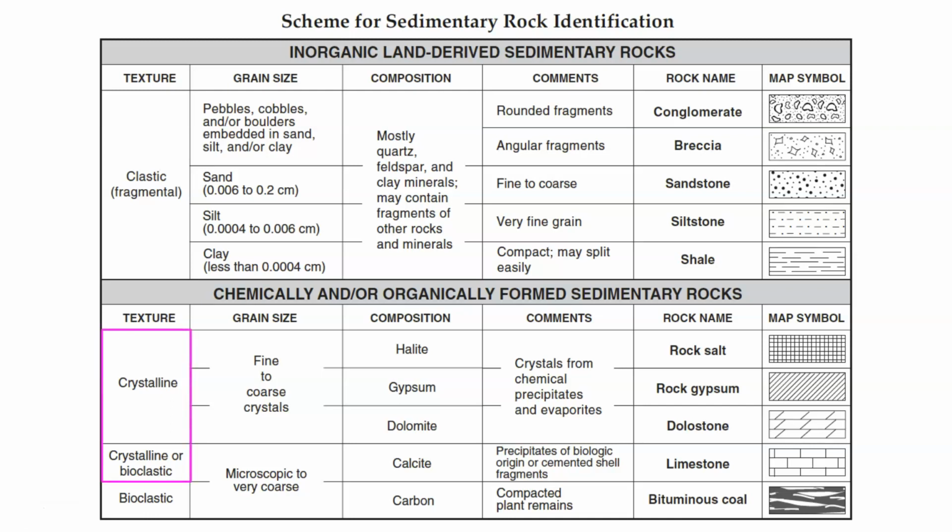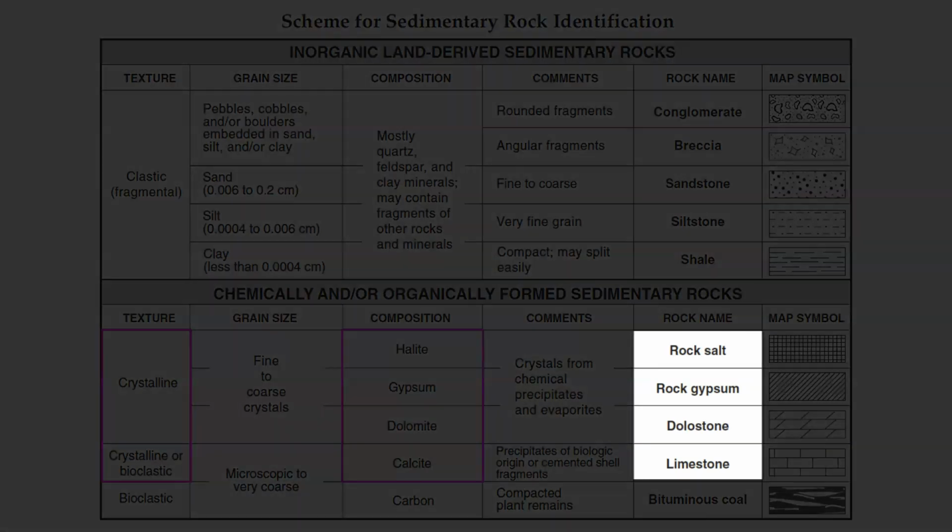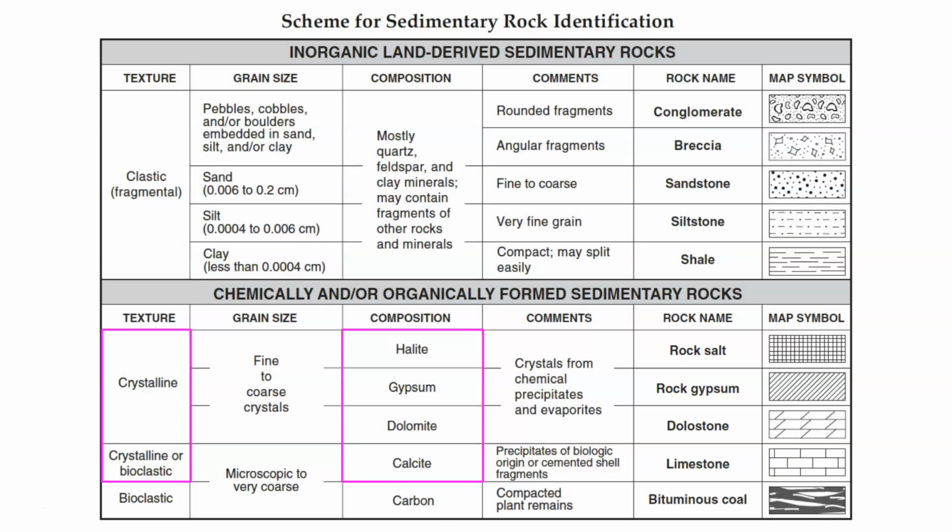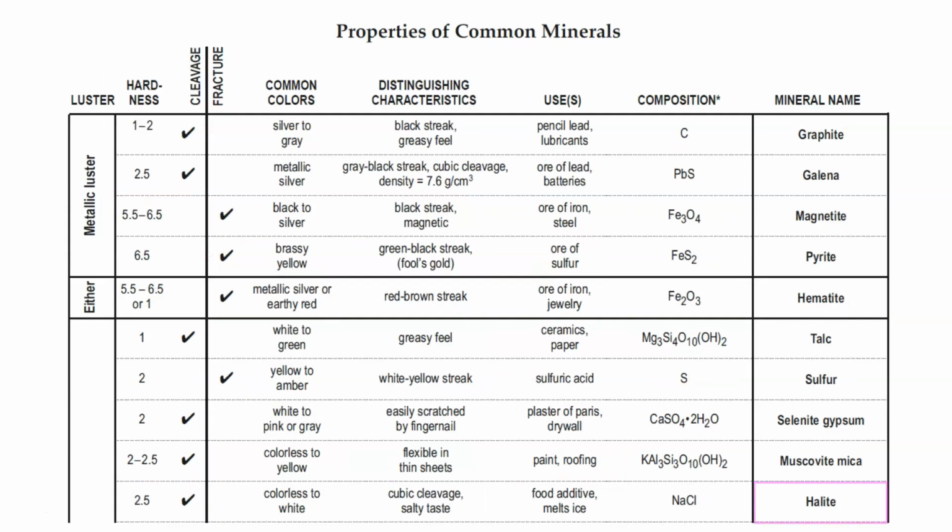We look at the texture column to determine which rocks are crystalline. So it could be rock salt, rock gypsum, dolostone, or limestone. And then we have to look at the composition column because our clue was that it reacts to acid or dissolves in acid. So armed with this information, we know rock salt's made of halite, rock gypsum of gypsum, dolostone of dolomite, and limestone of calcite. We have to go and check the characteristics of these different minerals on the back cover of the reference table, page 16. So we'll just go down the line.